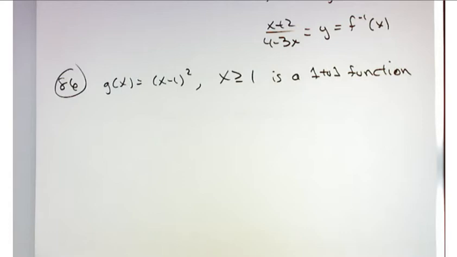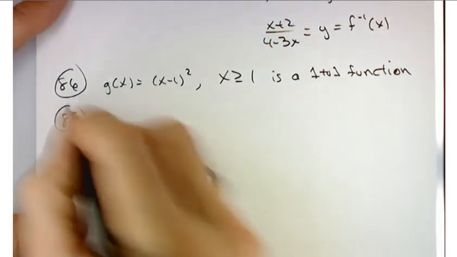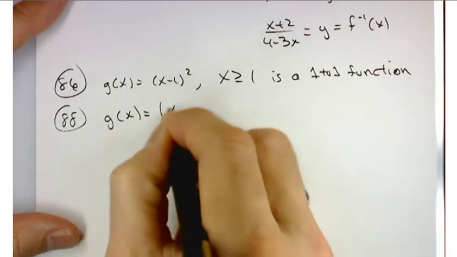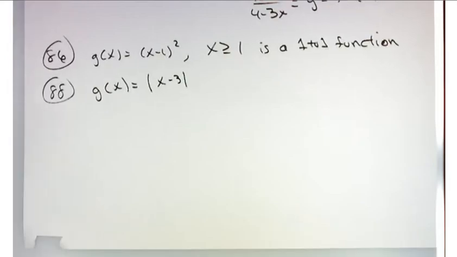Now what I want you to do for the next one, a similar one, is make a similar restriction so that you have something that passes the horizontal line test for problem number 88. And let's see how we can do with just thinking about problem number 88. Here we've got g of x is the absolute value of x minus 3. What's the graph of the absolute value look like?